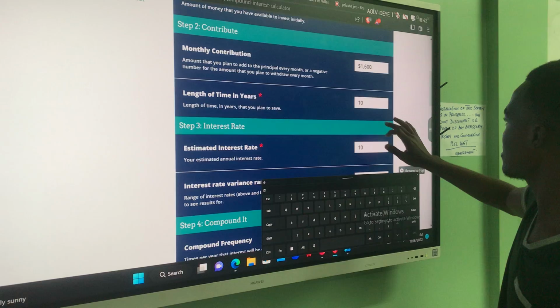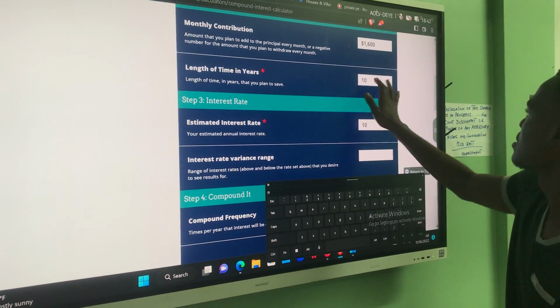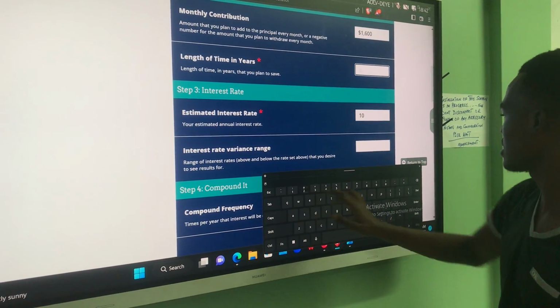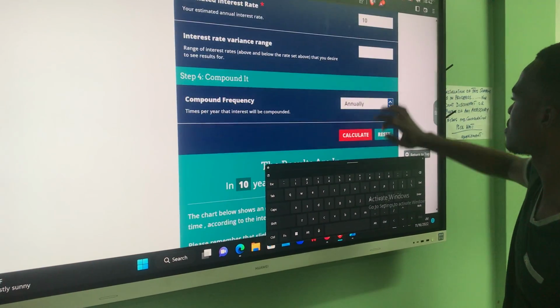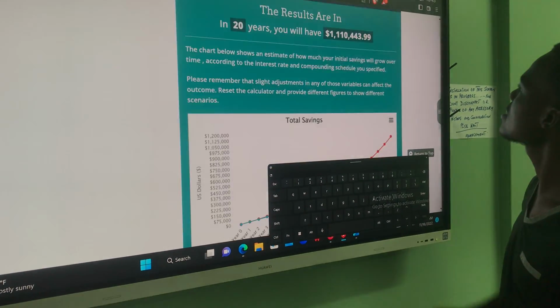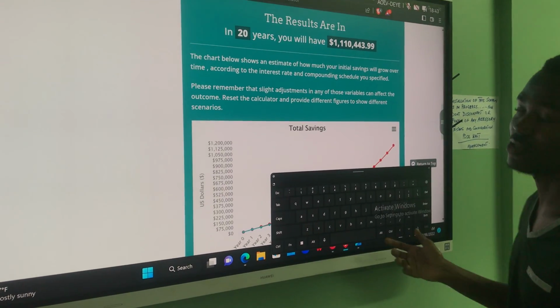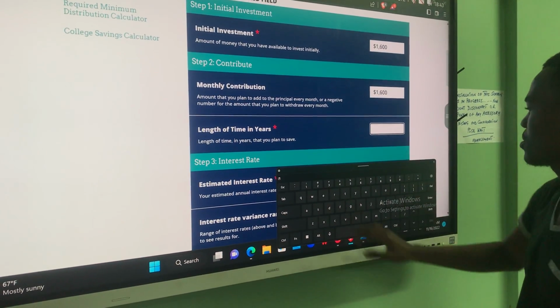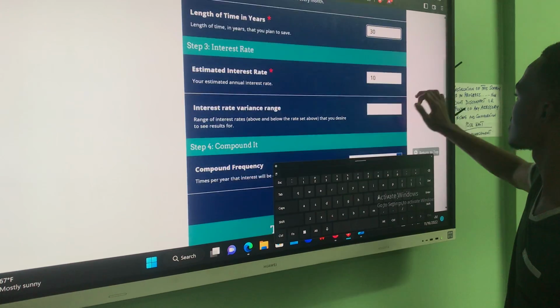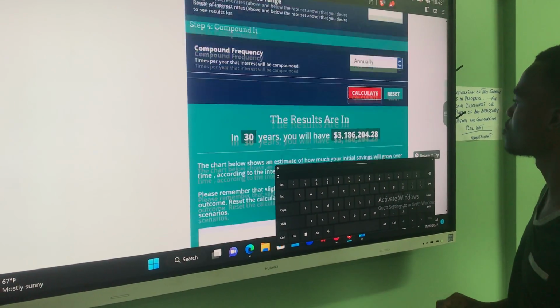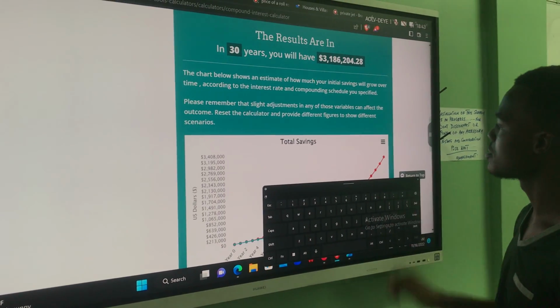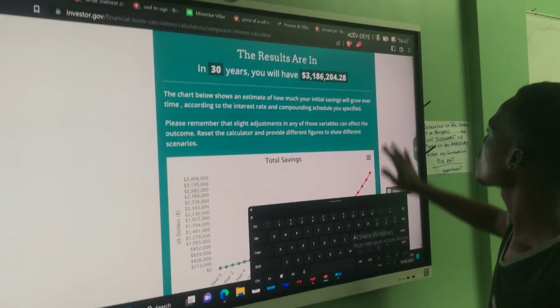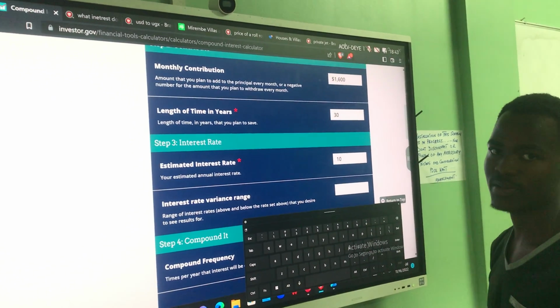In 20 years, how much will he have? He'll have $1 million already. In 30 years, okay, this person is going to have $3 million. You get? So it is hard to catch up to such a person.